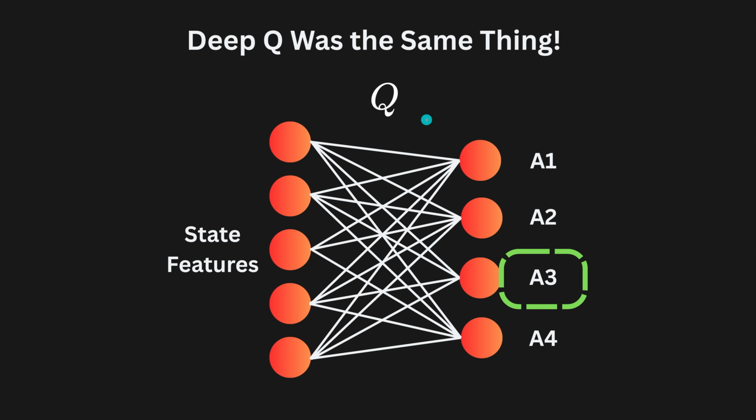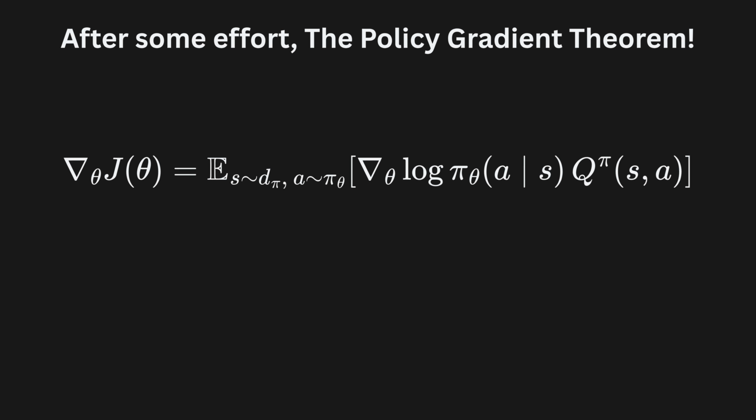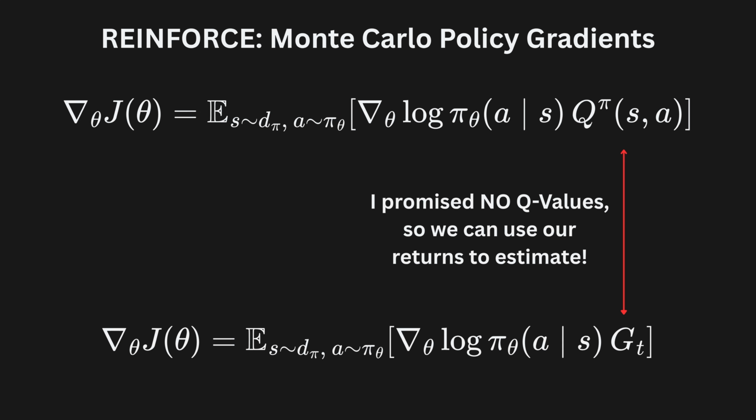We don't want Q values. We want to cut out the middleman. What we want is the policy directly. But as you see in our policy gradient theorem, we kind of have Q values right here. So we haven't gotten rid of them yet. And that's why a bunch of different algorithms exist to estimate the Q values without explicitly computing them.